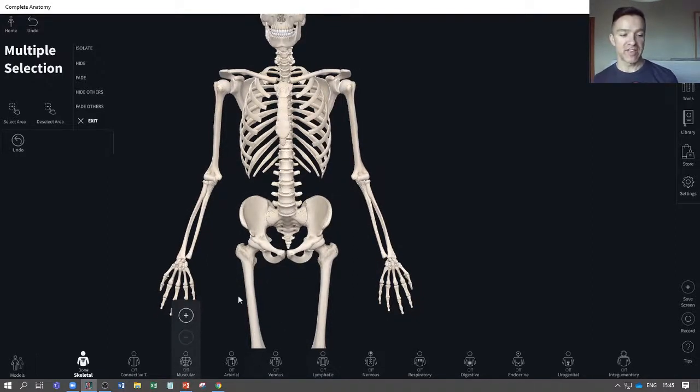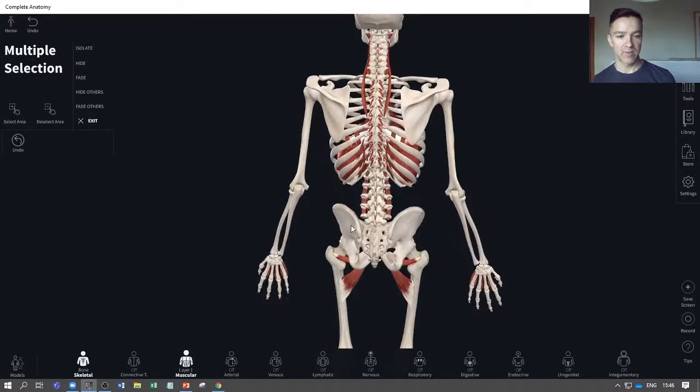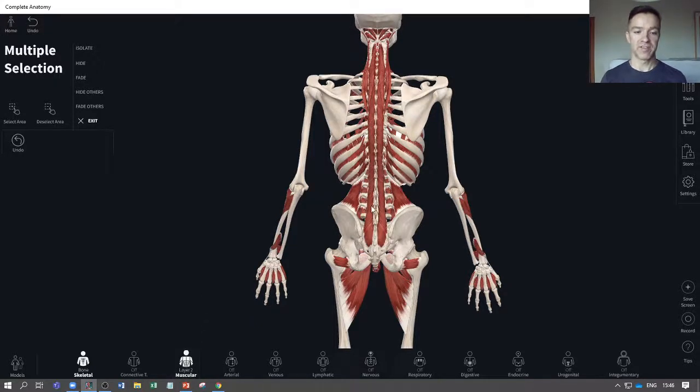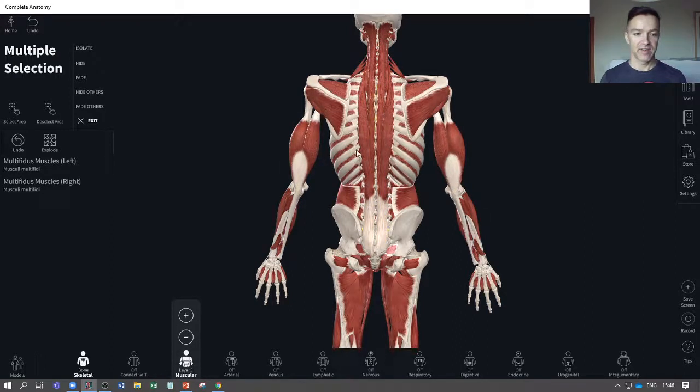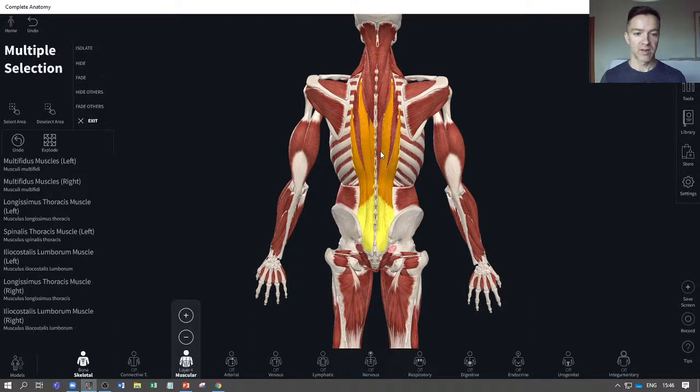So to achieve that, we've got all these muscles that we just studied. So I'll highlight them here as we go along. These are just the major muscles. There are a load of smaller muscles at play as well. But we have the multifidus on both sides. We have the erector spinae group on both sides.